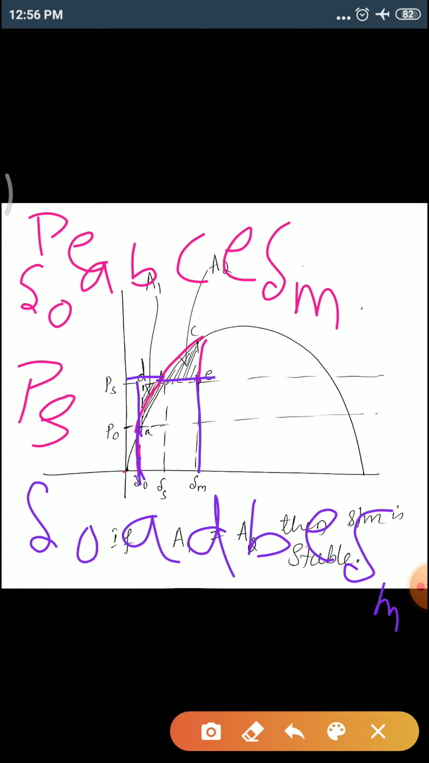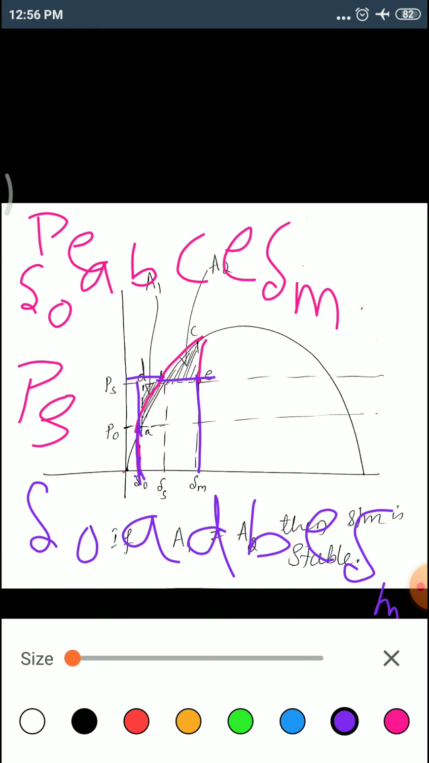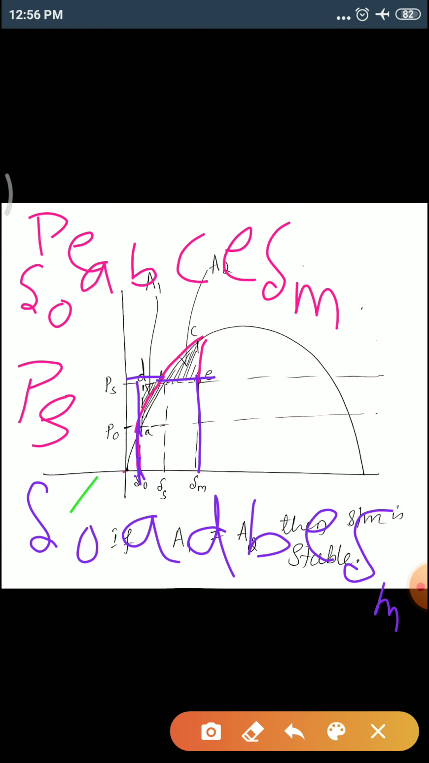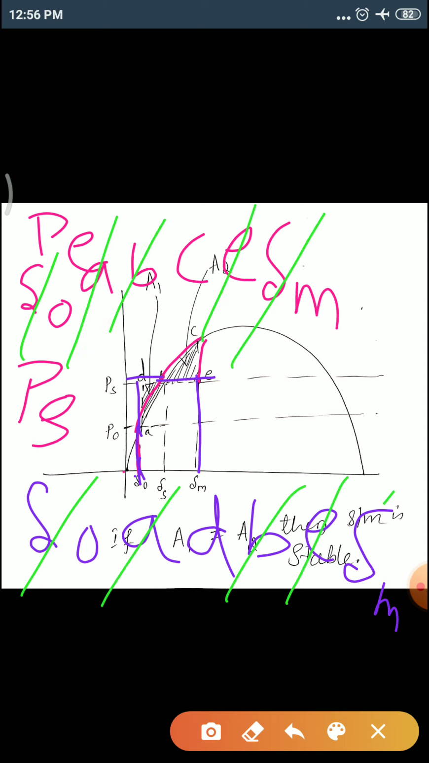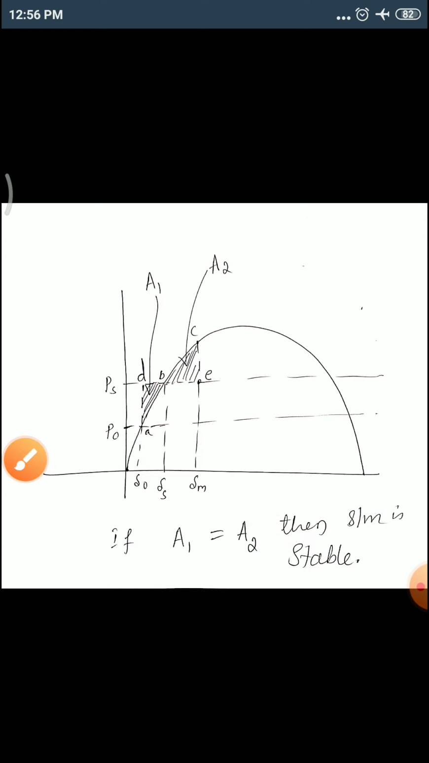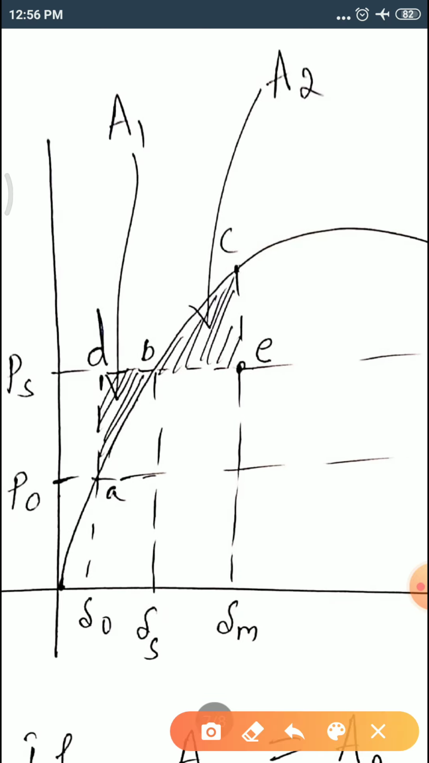Now let's remove the common areas: delta naught, A, B, E, delta M. Which areas remain here? C for electrical and D for mechanical. Okay, C and D. Observe this: D is for mechanical and C is for electrical.